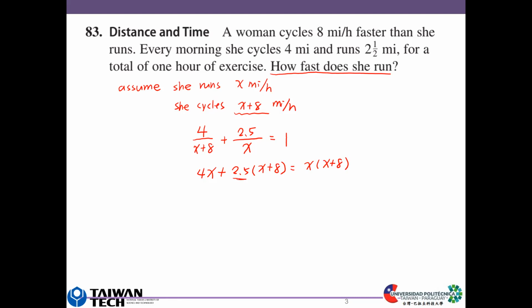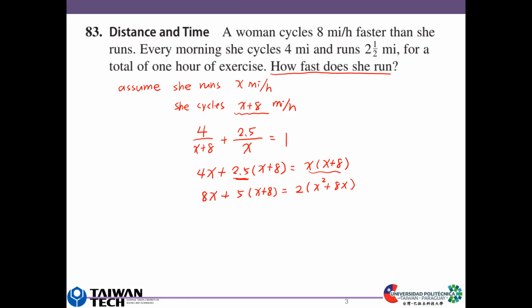Because there's a 2.5 here, I really don't like this 2.5. I would multiply both sides by 2. So when I multiplied both sides of the equation by 2, we will have 8x plus 5x plus 8 equals 2. I multiply this out, 2 times x squared plus 8x.